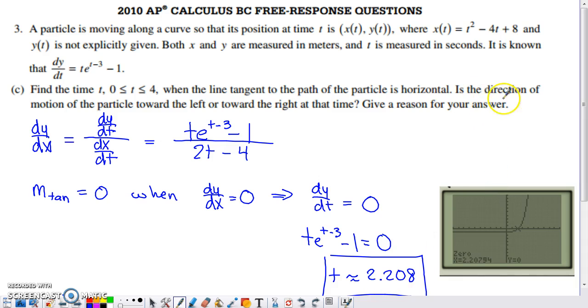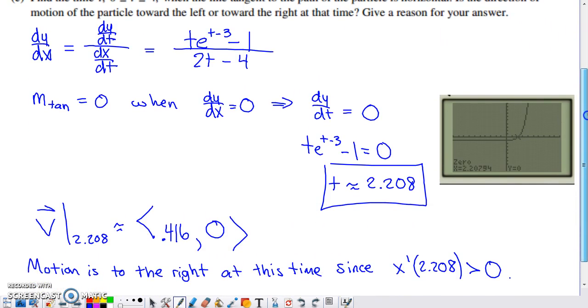It does go on to say, is the direction of the motion of the particle toward the left or toward the right at that time? Give a reason for your answer. Well, what I went ahead and did is I found my velocity vector at 2.208. If I put 2.208 into dx/dt, I got 0.416, and then we know what we're going to get when we put that into the spot for the y component of velocity. It's going to be 0. That's basically how we determine this value, by setting dy/dt equal to 0.